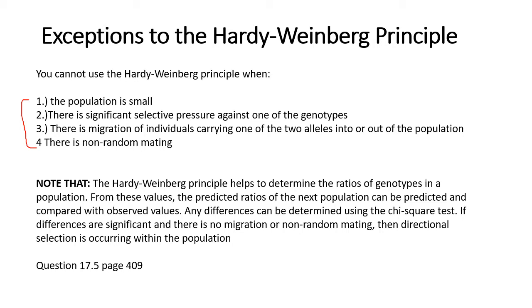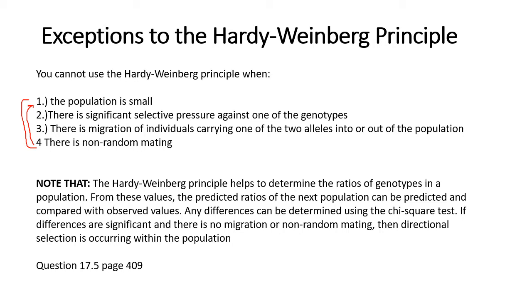If there is migration of individuals carrying one of the two alleles in or out of the population, that also affects the balance of your alleles and can then result in you not getting an accurate representation of genotypes. And if mating is not random, again, that affects how the alleles develop, because if mating is orchestrated between two specific groups, then only their alleles will be represented, and that will lead us back to the issue of a small population of alleles. Okay, so that is why you can't use the Hardy Weinberg principle in that case.